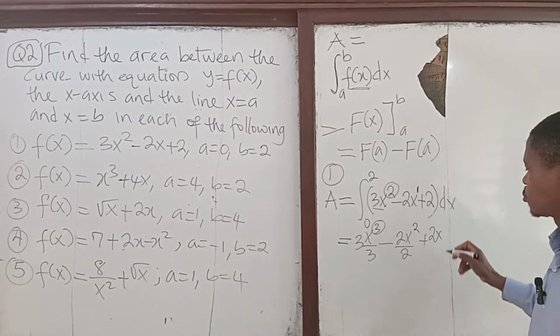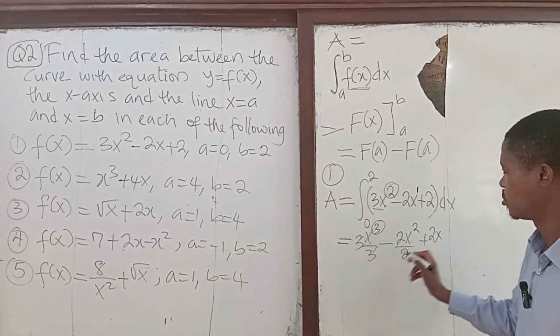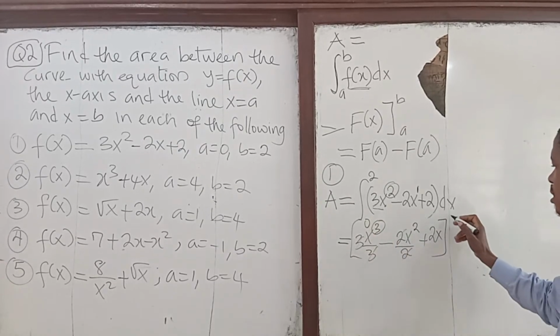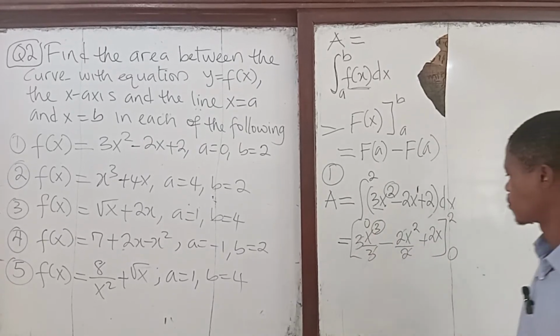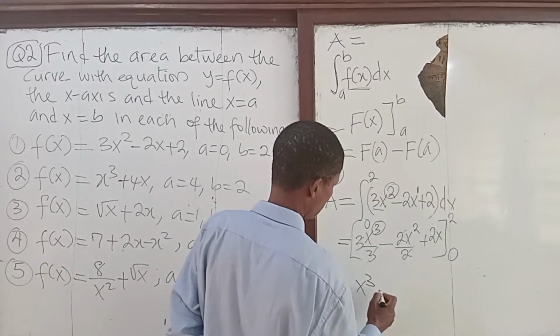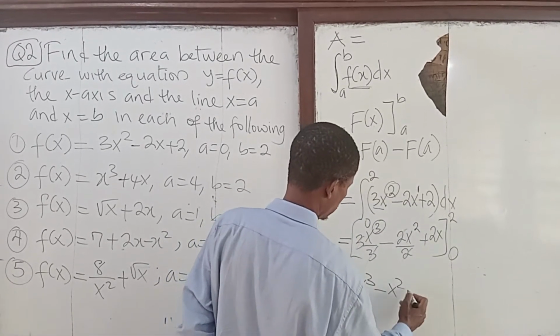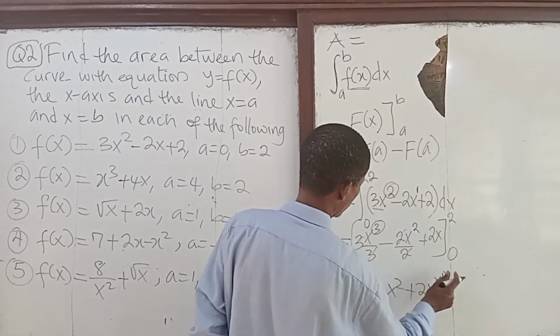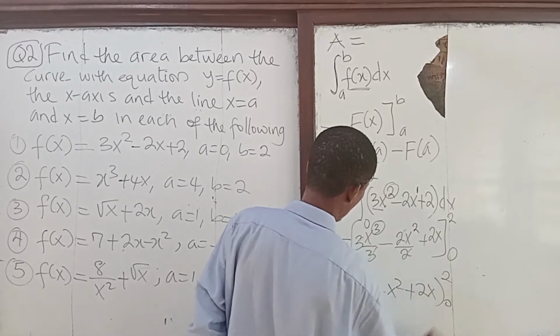2x. That's a 2x. So this one we cancel. This one we cancel. Then begin to open and close your brackets. That's a 2, and that's a 0. Then we have x to the power 3 minus x to the power 2, then plus 2x. Then we can begin to substitute our upper and lower boundary.